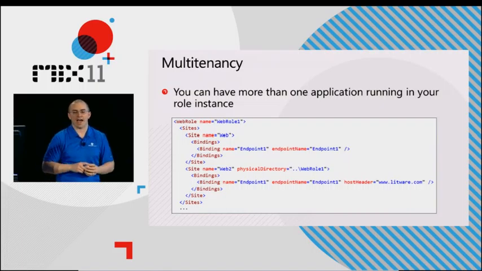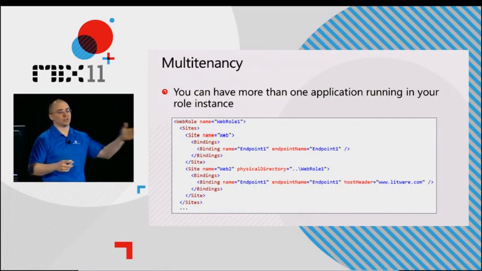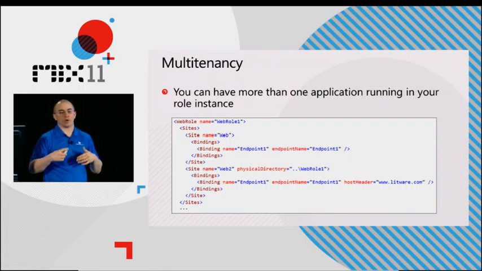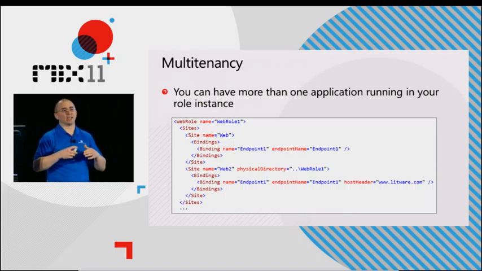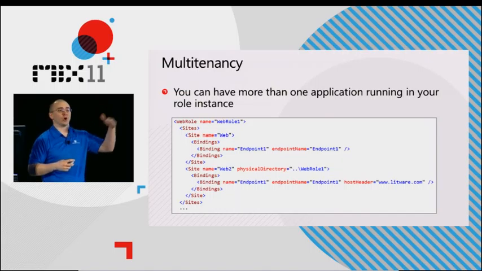But below that, I have a separate application pointing to a different directory that's going to be also running in IIS. And you can see there's a host header name. And so the way this works is I can deploy multiple sites into IIS and then route traffic to them appropriately based on host header information.